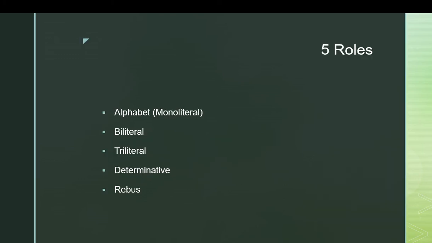Now, hieroglyphs can play 5 different roles. There is, of course, the alphabet, which we're going to go over today, plus biliteral and triliteral signs that can stand for multiple letters, determinatives that apply extra shades of meaning to a word, and the rebus principle, a sort of word game wherein a picture of something can stand in for a word that it sounds like.